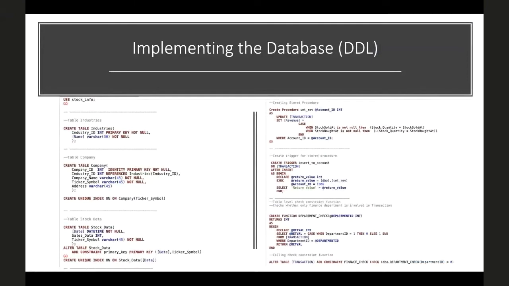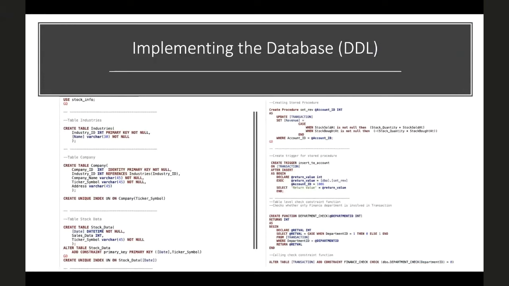Hi, my name is Hari, and I'm going to be explaining the implementation of the database using DDL or DML commands. As you can see, on the left-hand side we have the DDL commands for creating different entities, which are the industries, which have a primary key for the industry ID and a varchar type for the name. Moving on, we have the company, which has the company ID as the primary key and industry ID, which is referenced from the foreign key.